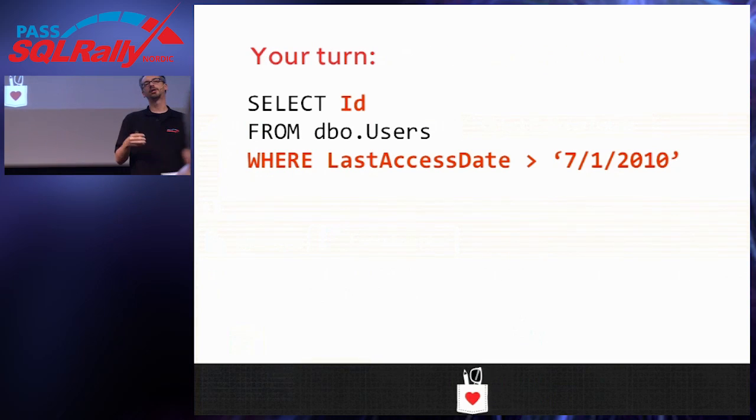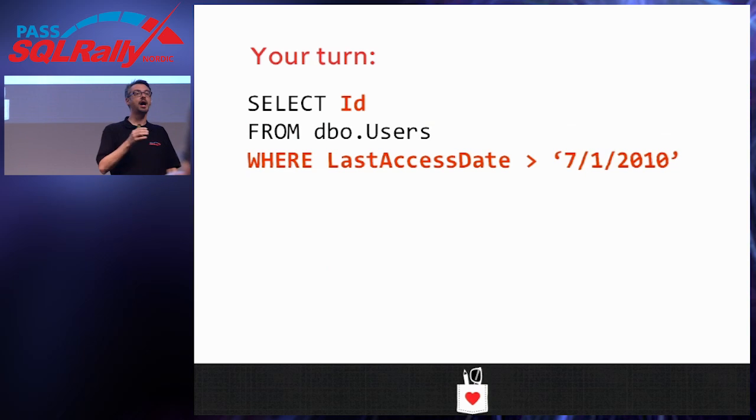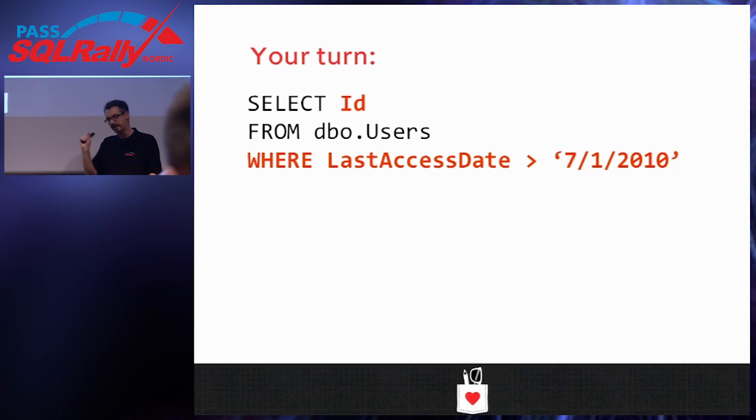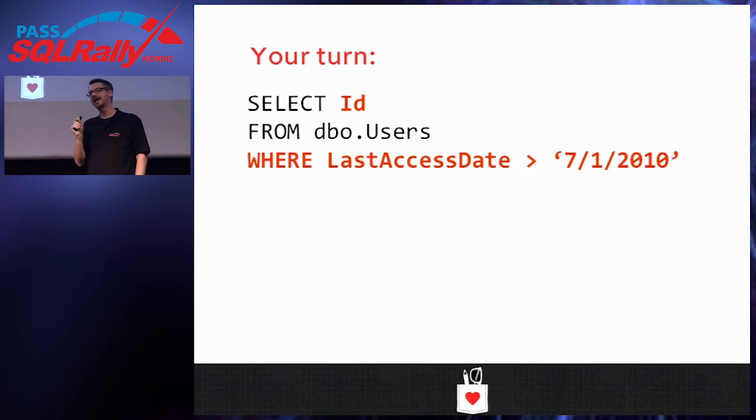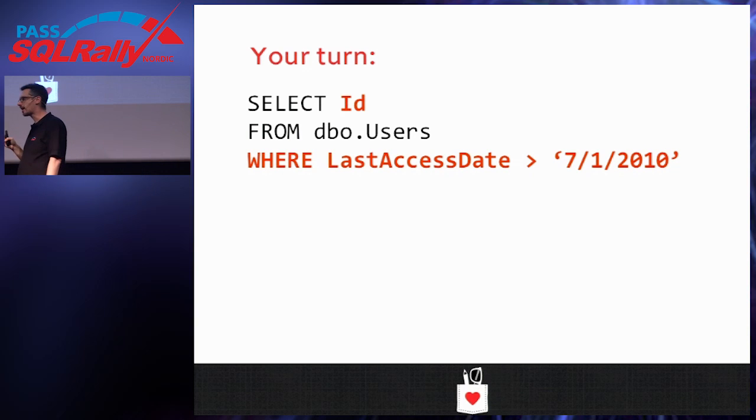As I add additional stuff to the query, I'm going to color code it and bold it so that it'll stand out what we're changing. Now I want to just select the ID field where the last access date is greater than 7/1 of 2010. Think for a second about how you're going to accomplish this query.